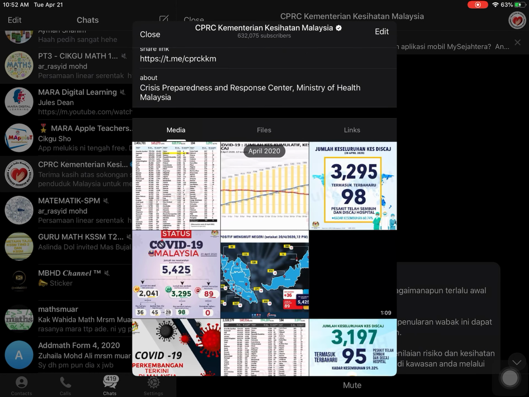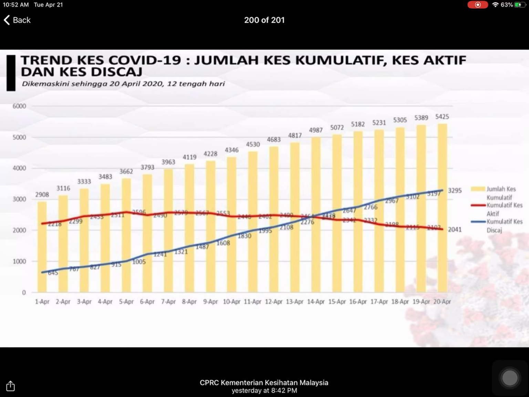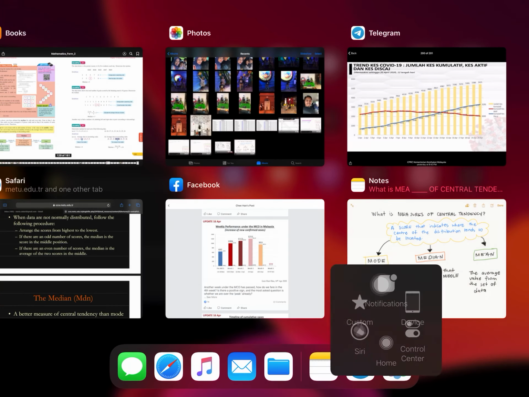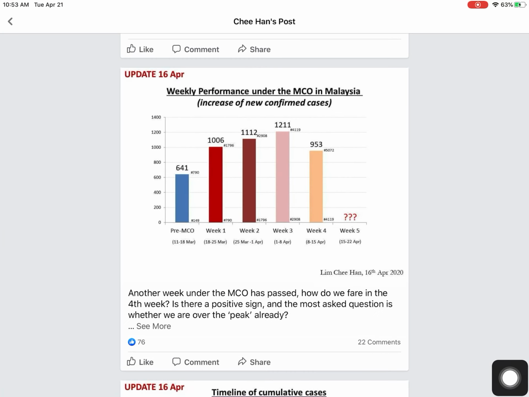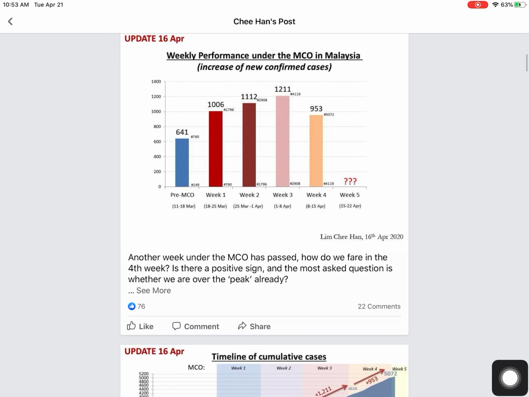Let's see, I got another one here. The yellow one is the number of people who have been infected with COVID-19. The blue one is the people who have already been discharged from hospital, meaning that they have already recovered. And the red one shows that the cumulative cases have been decreasing day by day. So it shows a good sign of the progress of COVID-19.